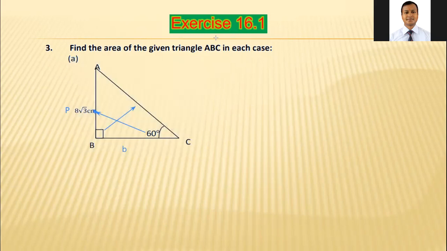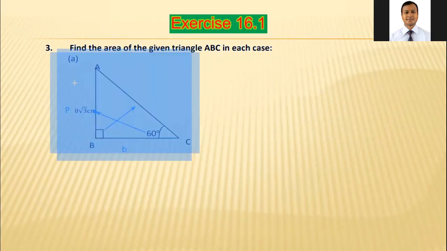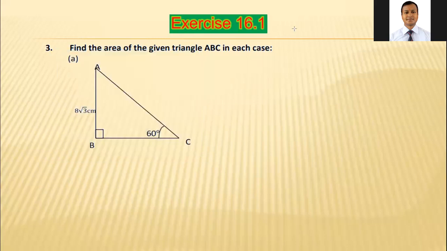Next, for right angle triangle, 1 by 2 perpendicular into base. Next, for equilateral triangle, root 3 by 4 a square. So here it is right angled triangle. For this, we can use the formula of right angled triangle, that is 1 by 2 perpendicular into base.